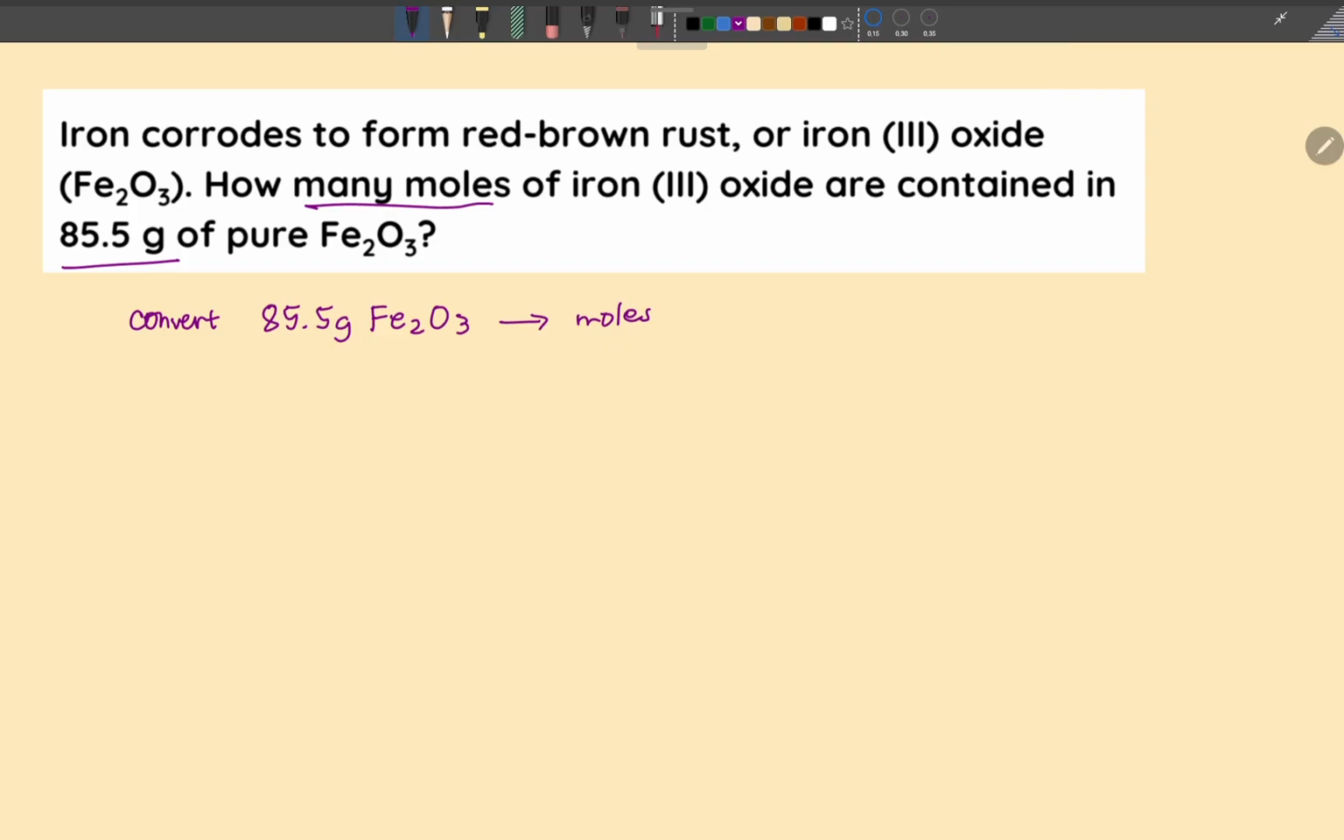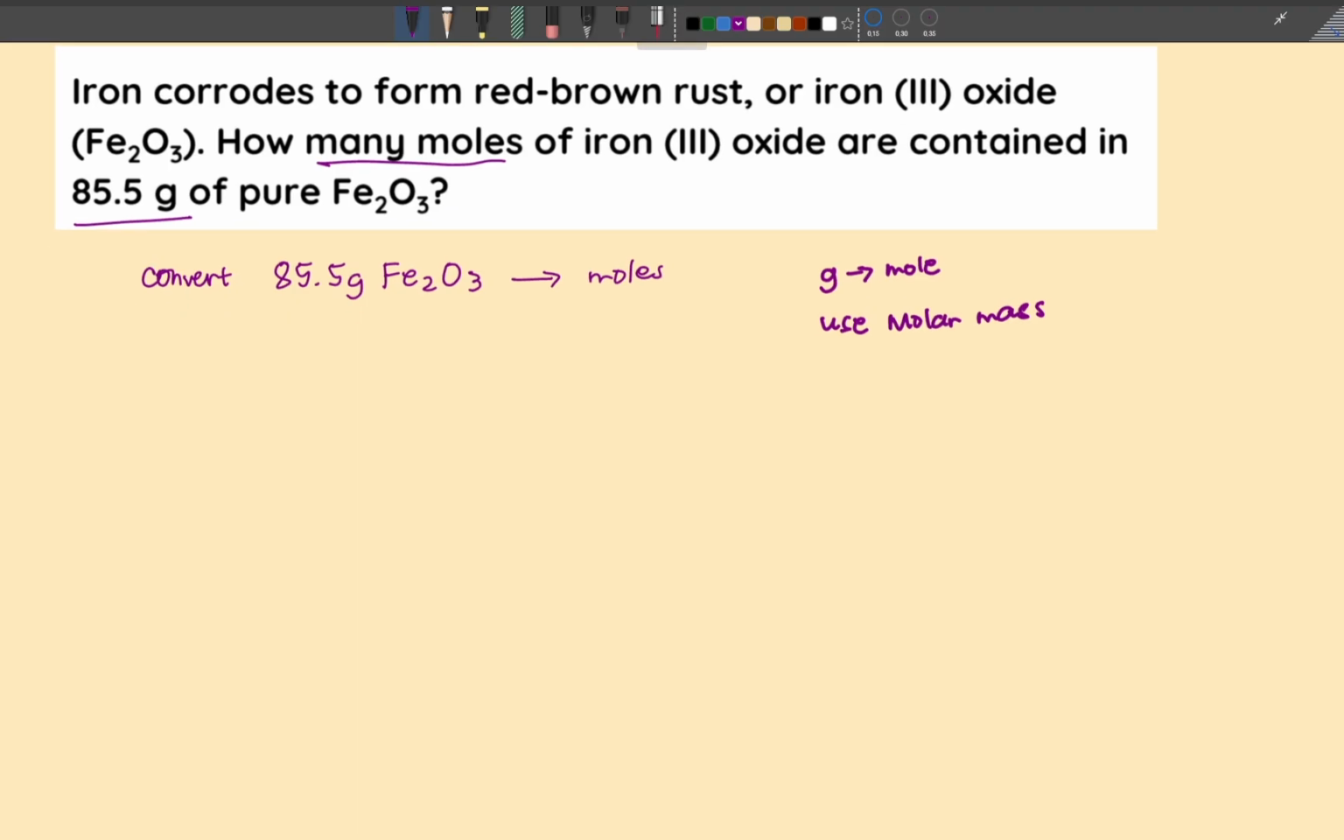Okay. So because you are converting gram to mole, you will use molar mass. So that means we need a molar mass. Let's write the given: 85.5 grams of Fe2O3. Or we can skip this one for now, but later on we need that.